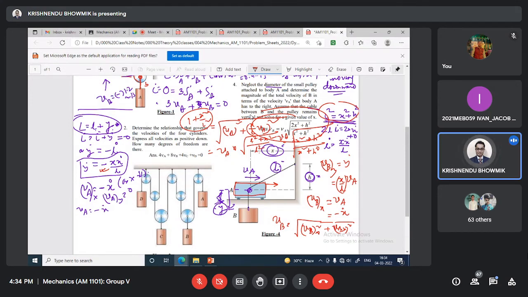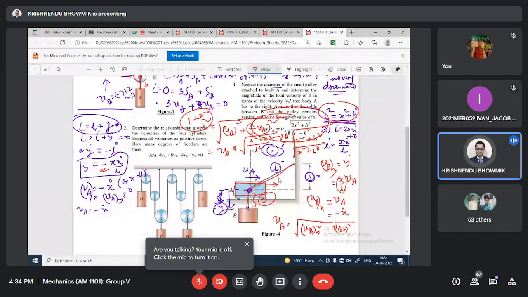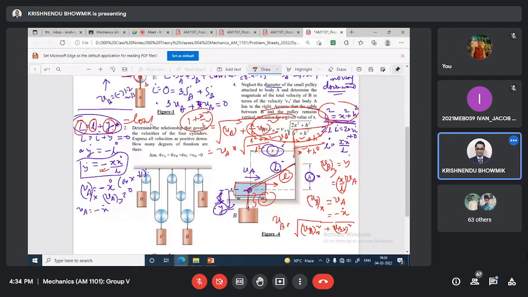Okay, I am telling once again. In this problem, the total length of the cable is constant. So I have considered two things. Let this length from this point to this point be y, and this length be L, such that L plus y is the total cable length, which is constant. If I take the derivative, capital L dot will be 0, that is small L dot plus y dot. So y dot will be minus L dot.